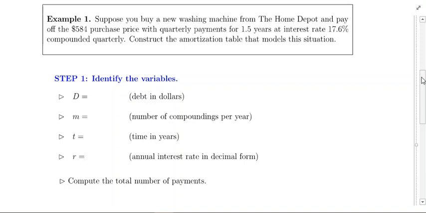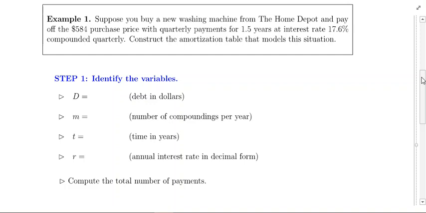If you go and buy your washing machine and you don't have the $584 to buy it, then you're going to have to finance it. You're told the interest rate, so the unpaid balance will accumulate interest. We're going to first calculate our quarterly payment, and then build a table that shows how each quarterly payment goes towards paying off the interest and paying off the $584 purchase price.